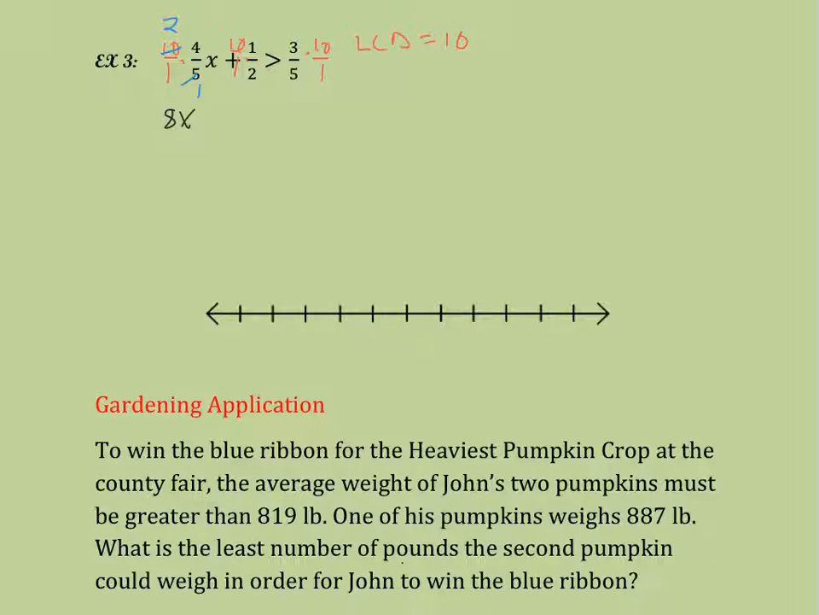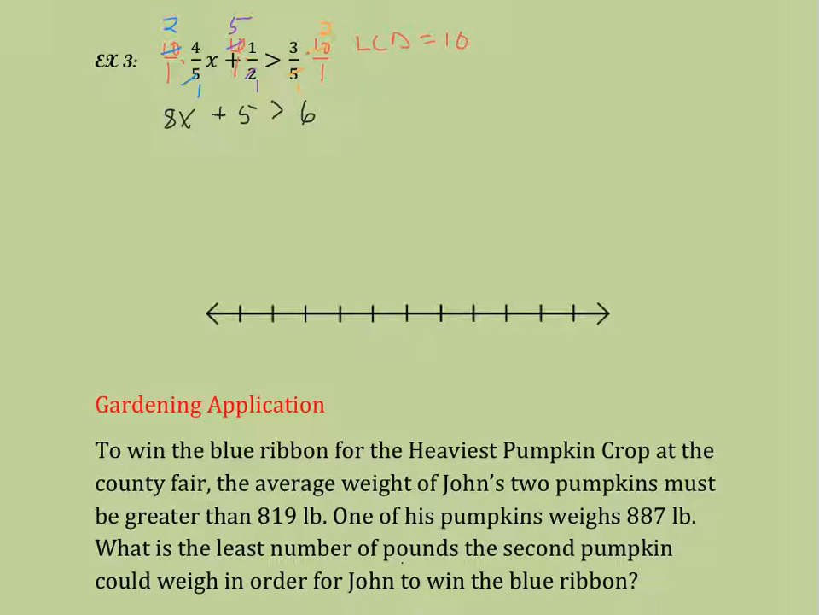Then for the second one, 2 goes into 10 5 times. 5 times 1 is 5, so I get a positive 5. And then the inequality sign does not change, so it's still greater than. And then for the last one, 5 goes into 10 twice. 3 times 2 is 6. And then we have just a regular inequality that we're going to solve.